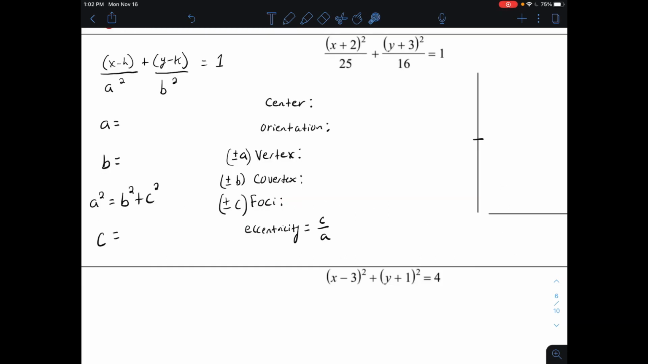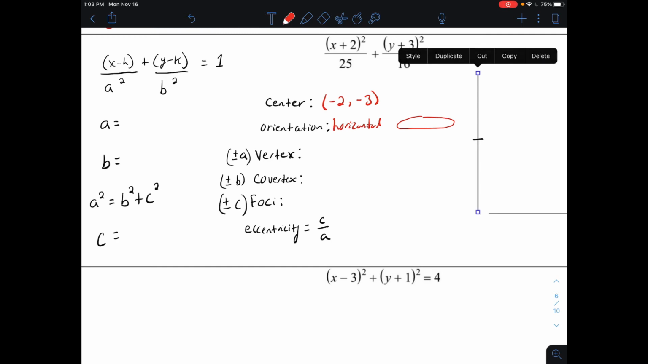All right, so looking at this problem, we're going to identify the center. It should be x minus h and y minus k. So our center here is at -2, -3. The orientation, well, x has the bigger denominator. So that means if x has the bigger denominator, it's going to be oriented horizontally. And if it's stretched along the horizontal, that means our vertices are going to lie to the left and the right from the center.